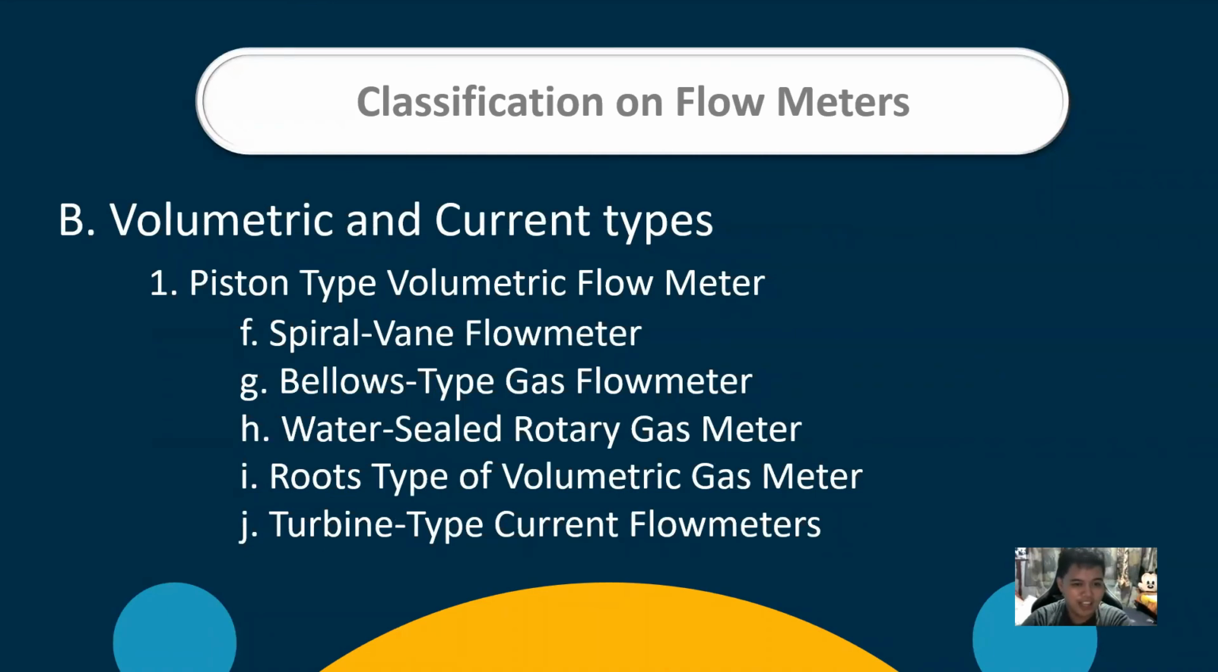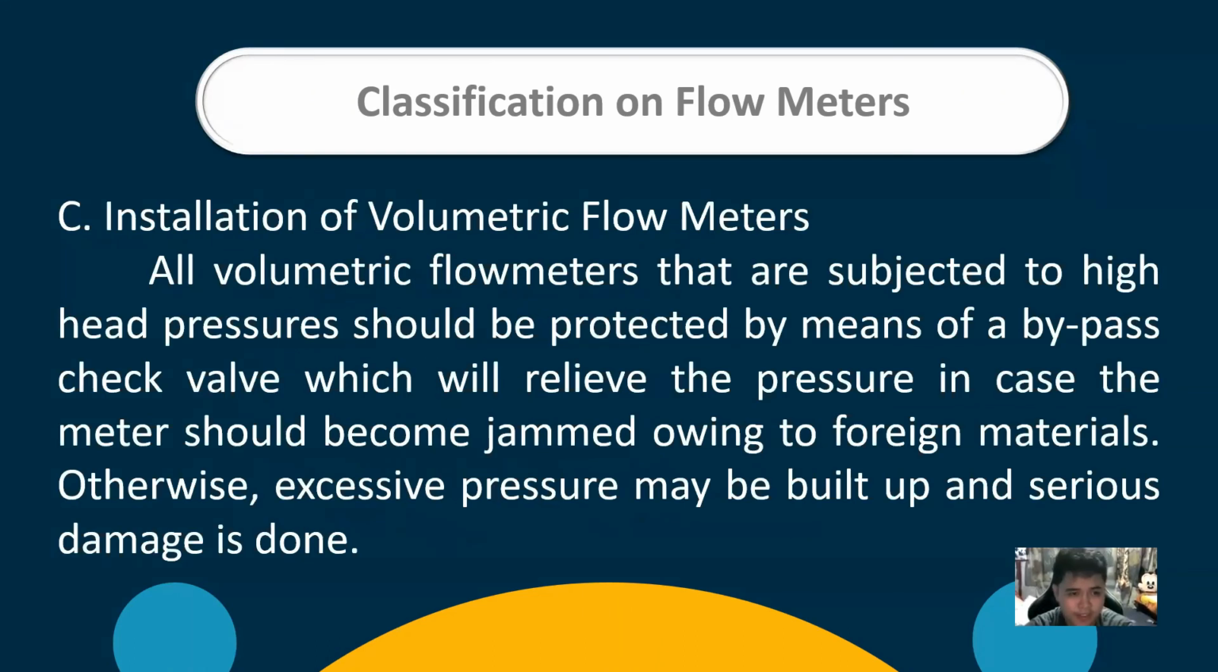Okay, next. There are many pala. So the next ones are the spiral vane flow meter, the bellows type gas flow meter, the water sealed rotary gas meter, the roots type volumetric gas meter, and the turbine type current flow meters. So all of them actually have a meter at the end. Go. So this is the last one in my report.